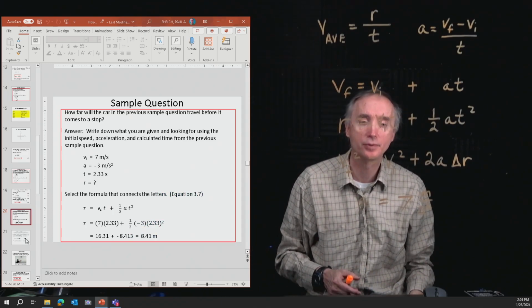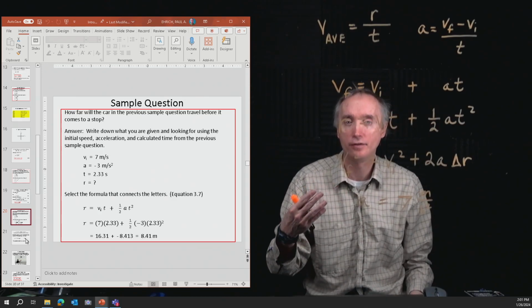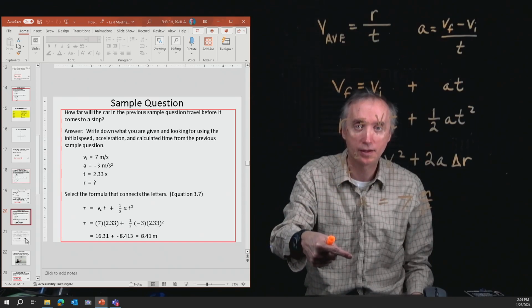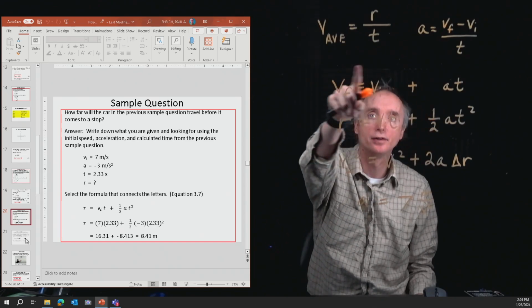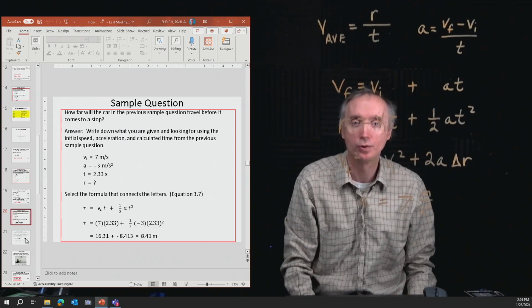And then the next step is, once you've got your letters, do you have a formula that has all of those letters in it? Then you can go back and look at these equations and figure out which one is the best one to use to solve the problem.